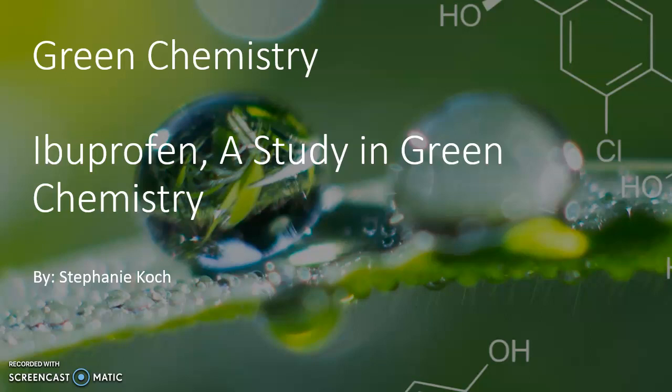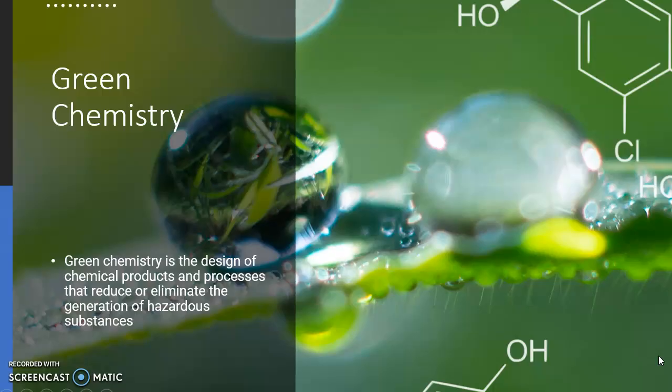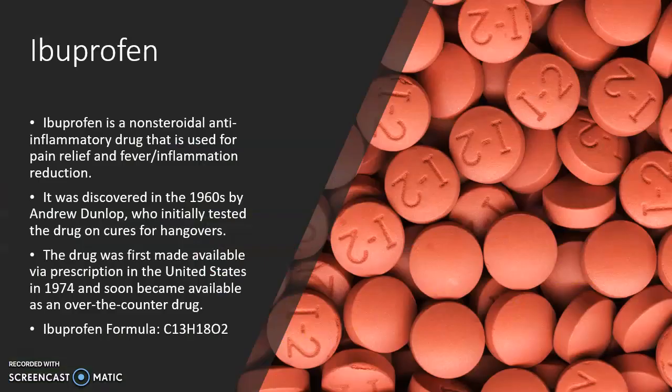Green chemistry, ibuprofen, a study in green chemistry is one I'm going to go over today. Green chemistry is the design of chemical products and processes that reduce or eliminate the generation of hazardous substances. So before I talk about green chemistry and the production of ibuprofen, I wanted to talk about ibuprofen itself.